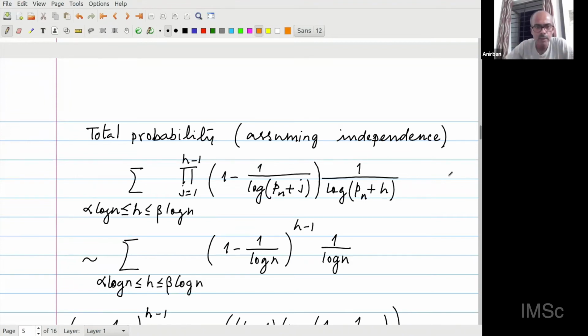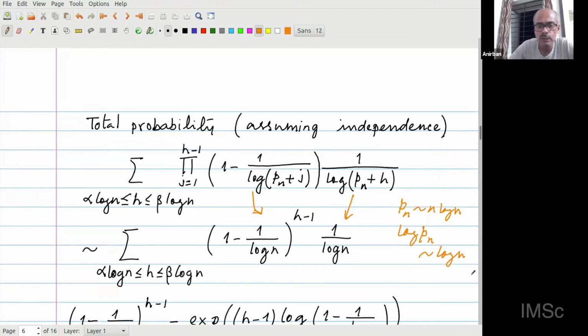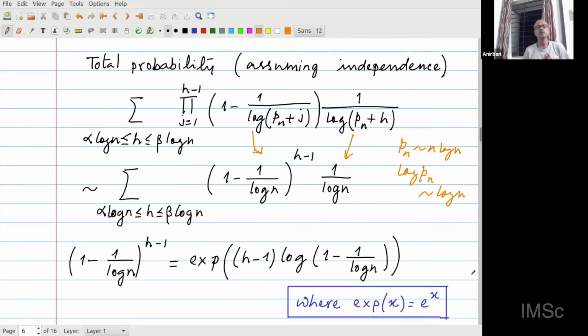So we add them. We also note that these are not so cumbersome, because we know Pn is like n log n, and log Pn is like log n. That is what we need here. And H is much smaller than n, since H is just between alpha log n and beta log n. So you can simply ignore this and think of it as log Pn. Roughly log Pn is like log n, so I have 1 minus 1 over log n, multiplied H minus 1 times. So I raise it to the power H minus 1, times this probability. And then we sum over H lying between alpha log n and beta log n.